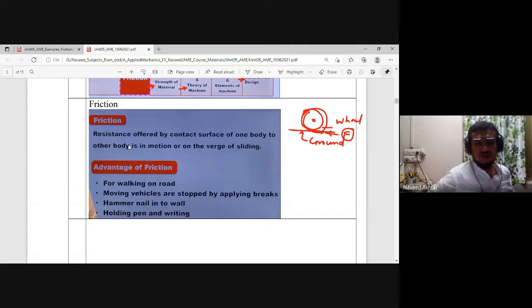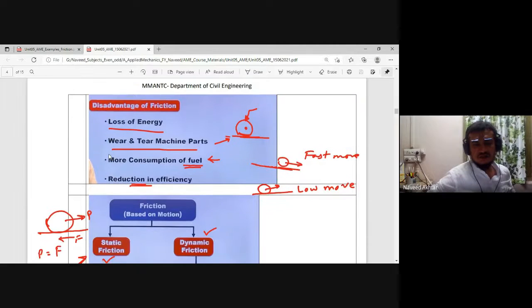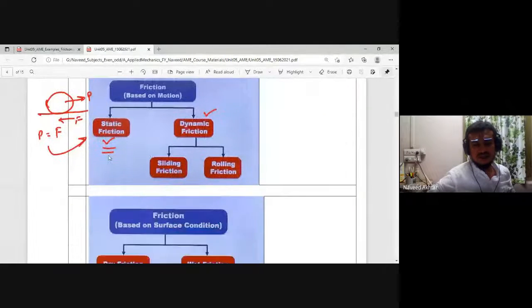So what is the friction? About that we have seen already about three lectures over resistance offered by the contact surface of one body to the other body in motion or on the verge of sliding. Okay, and the advantages, disadvantages, types of friction we have seen based on the motion: static friction, dynamic friction. There are also types, sliding friction in dynamic friction, and the rolling friction is the type of your dynamic friction.